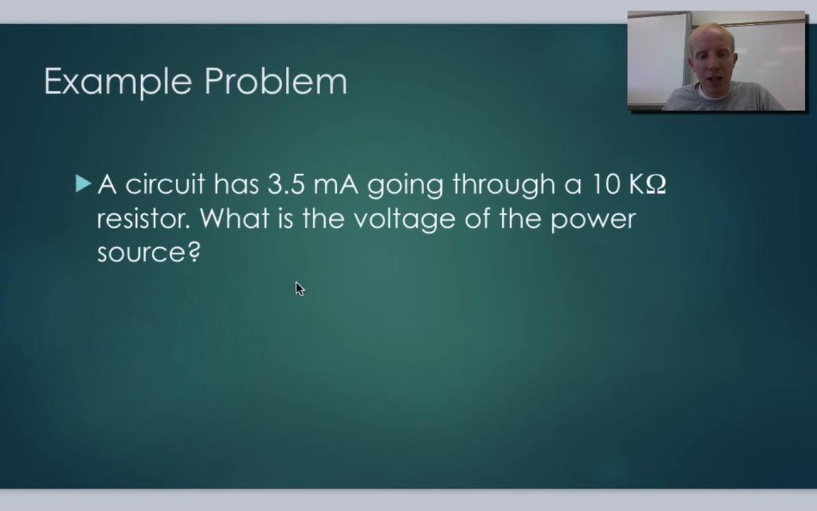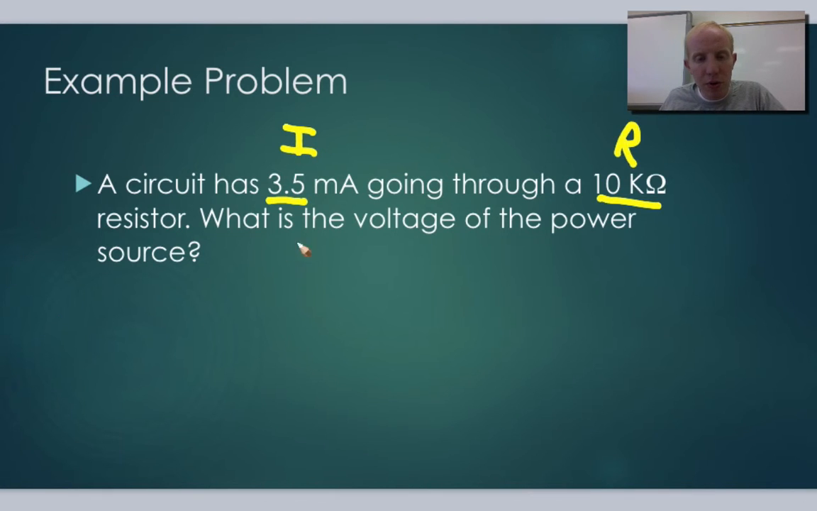Okay, so a circuit has 3.5 milliamps going through it, and it has a 10 kilo ohm resistor. What is the voltage of the power source? Or basically, what's the voltage on the circuit? So we just identify that this right here is our current. In this case we know the current and we know the resistance.